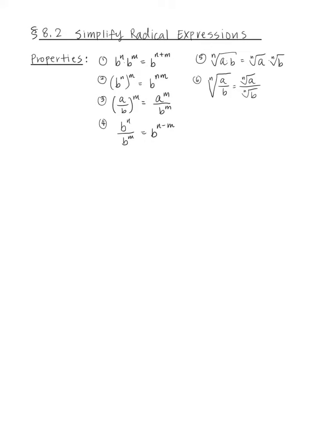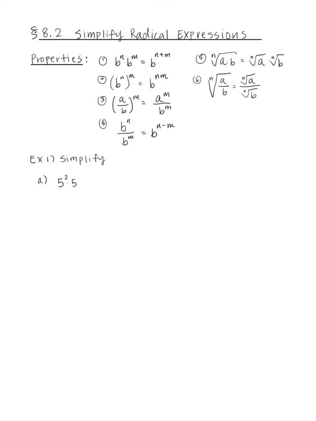So we have the nth root of a times b. That's going to equal the nth root of a times the nth root of b. And also, the nth root of a over b is the nth root of a over the nth root of b. Gosh, that's a tongue twister for me.